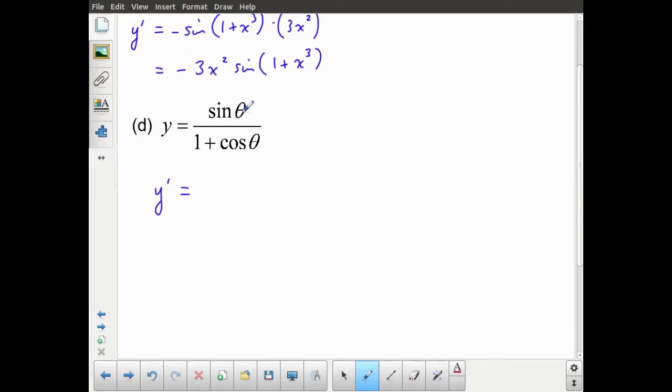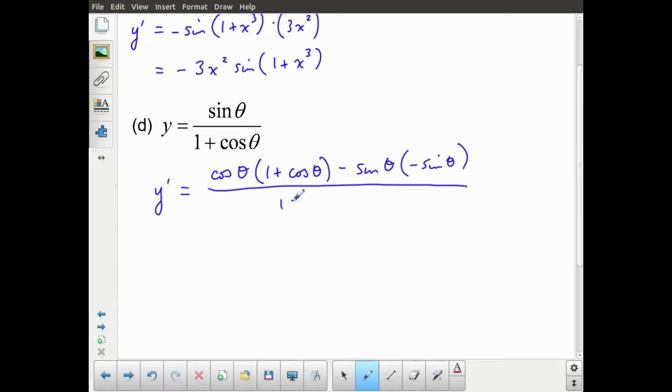So it's going to be the derivative of the numerator, which is going to be the derivative of sine is equal to cosine theta multiplied by the denominator, 1 plus cos theta, minus the numerator, which is sine theta, times the derivative of the denominator. And the derivative of 1 plus cos theta, well, the derivative of 1 is just 0. The derivative of cos theta is negative sine theta, all divided by the denominator squared. So 1 plus cos theta all squared.